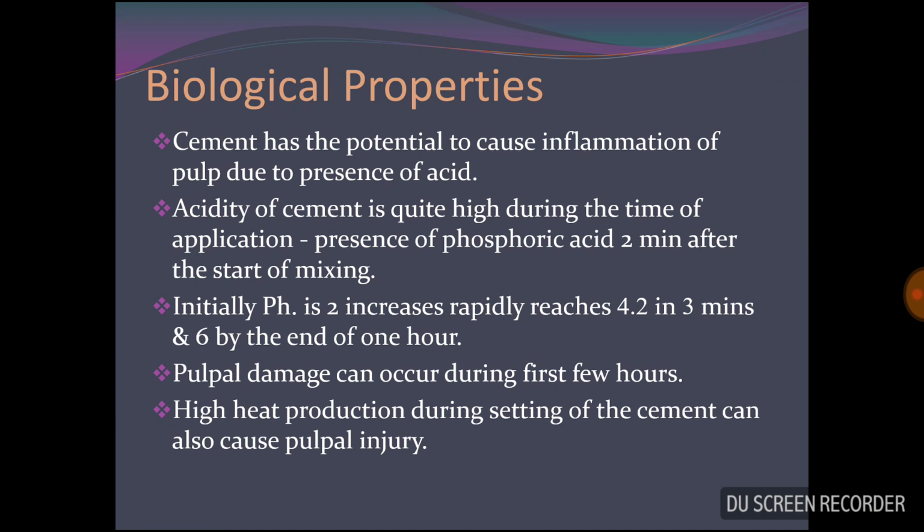During initial mixing, the pH rises rapidly, with the standard mix reaching a pH of 2 to 4.2 within 3 minutes after the start of mix. It reaches a pH of 6 by the end of 1 hour. The pH reaches neutral at 48 hours. The thinner the mix, the lower the pH will be, and the longer it will take for the cement to return to neutral pH. Pulpal damage can occur during the first few hours. High heat of production during the setting of the cement can also cause pulpal injury.